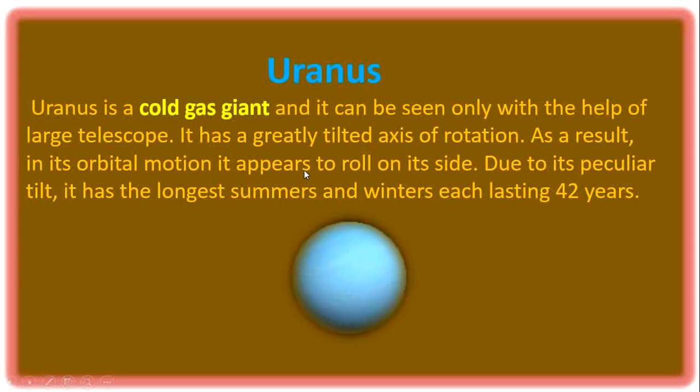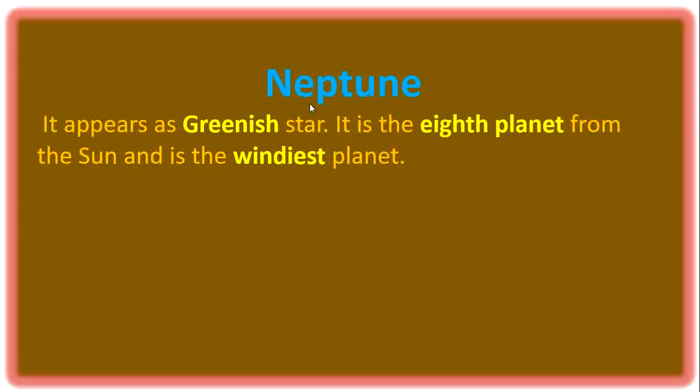Uranus is a cold gas giant, which we can see only with a large telescope. It is greatly tilted on its axis of rotation. As a result, in its orbital motion, it appears to roll on its side. Due to this special tilt, it has the longest summer and winter, each lasting 42 years.